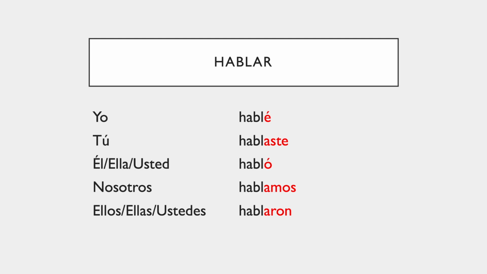So as you've learned in previous lessons, we have three different types of verbs in Spanish. We have verbs that end in AR, ER, and IR. An AR verb is like hablar. We have hablé, hablaste, habló, hablamos, y hablaron. Notice how I'm not pronouncing the H. You don't pronounce H's in Spanish.